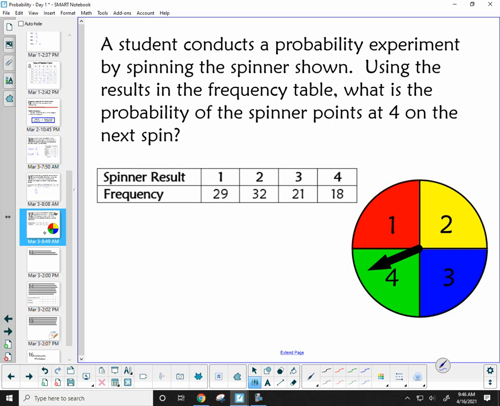It says a student conducts a probability experiment by spinning the spinner shown. Using the result in the frequency table, what's the probability of the spinner pointing at 4 on the next spin? So theoretically, it should be 1 out of 4, right? But they want to do it based on the frequency table. So our frequency for 4 is 18. So how many spins did we do overall? 100. So what's the probability? 18 over 100.